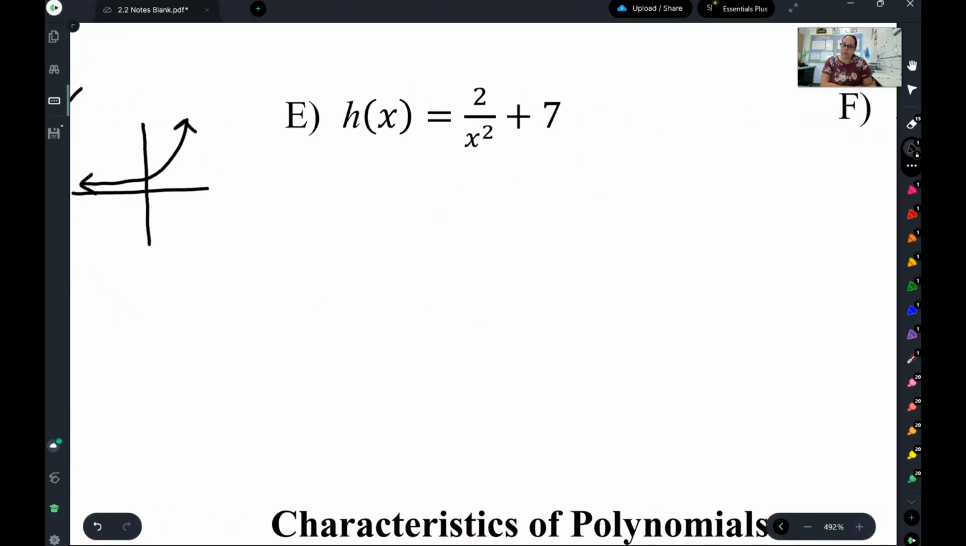So let's look at this one. This one, that 2 is a positive whole number. However, it's in the denominator. We can bring that x squared up into the numerator. However, when you do that, it makes the exponent negative. So now that we've brought that up, we see that the exponent is negative. So that is not a positive whole number, not a polynomial.